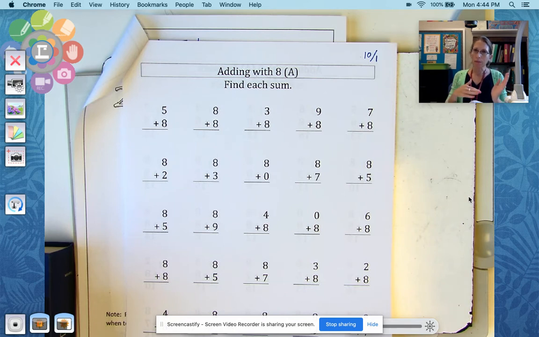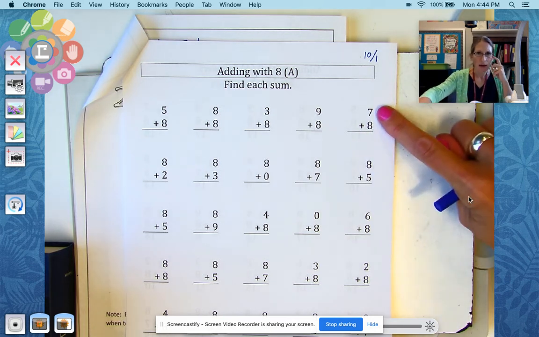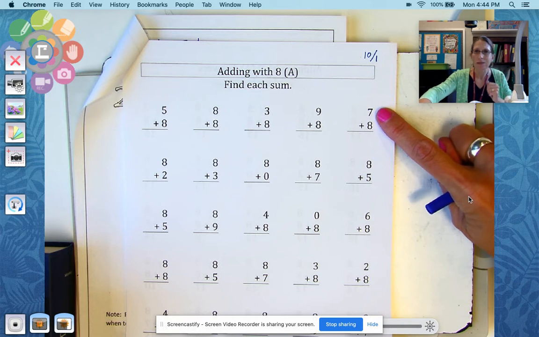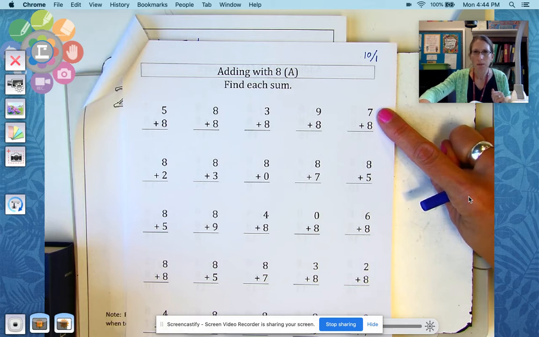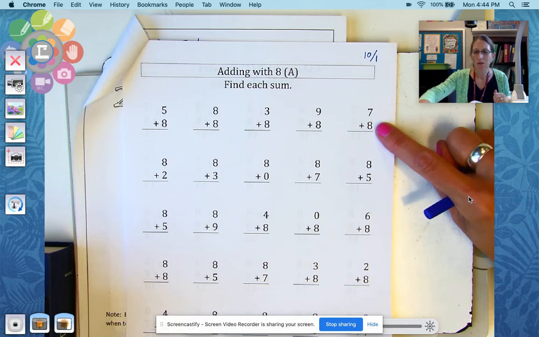So we're doing a little bit more review with adding 8, just because that tends to be kind of a tricky one for us sometimes, especially this fact. For some reason, this is one a lot of us get stuck on. I know for a while when I was younger, this really was one that I had a hard time remembering and mastering. So 7 plus 8 is 15.